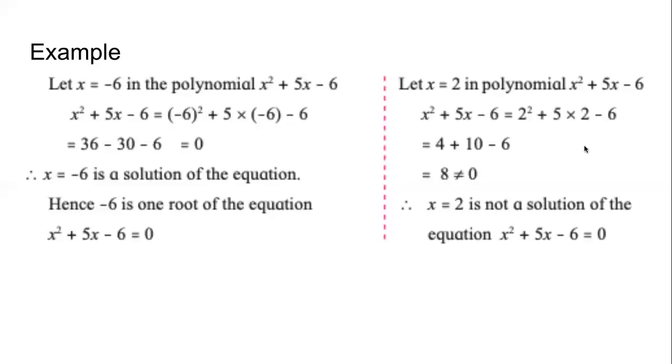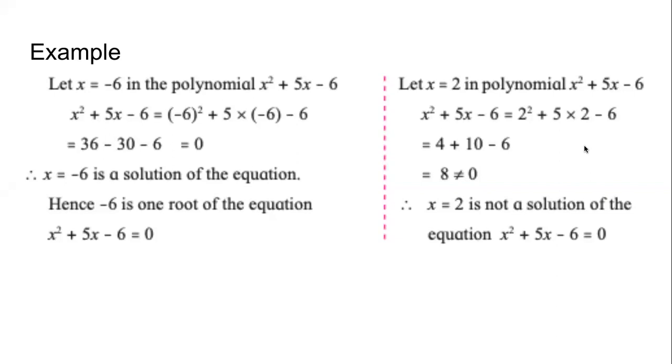Here is a numerical example of what a root of a polynomial means. Example from your textbook only. The polynomial is x square plus 5x minus 6. Suppose on the left hand side, if we take x equals to minus 6, we just substitute the value minus 6 in place of x. And when we calculate the value of the polynomial, it becomes 0. That means x equals to minus 6 is the root of the polynomial.